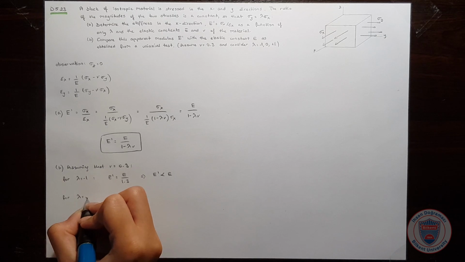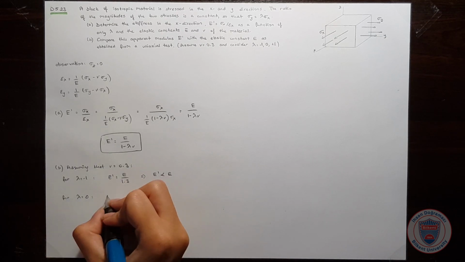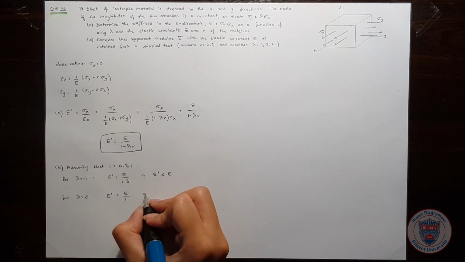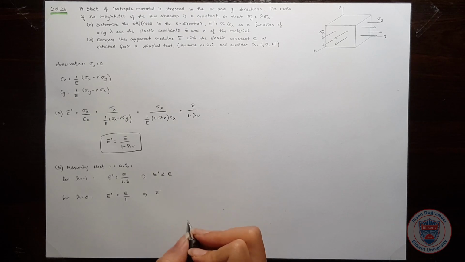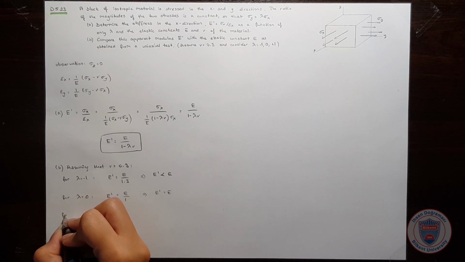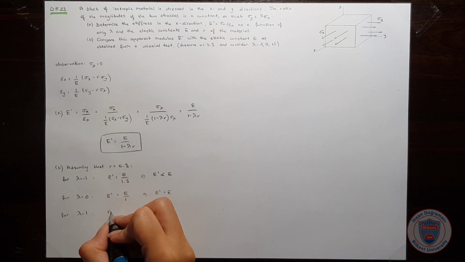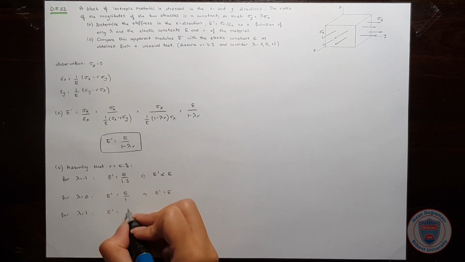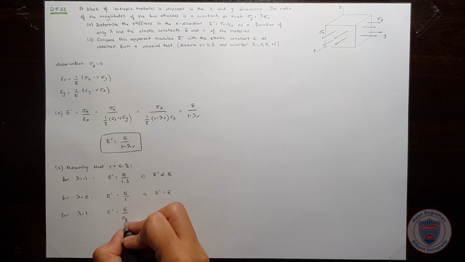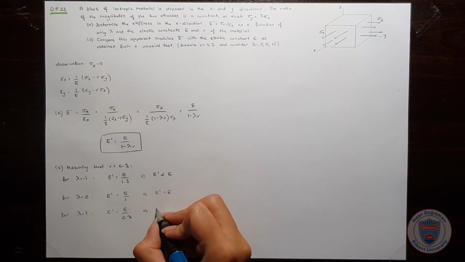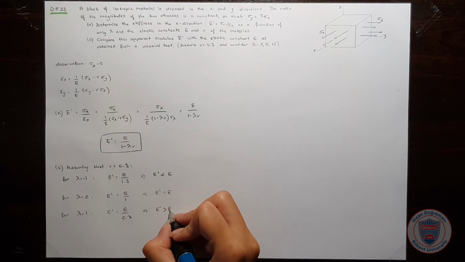For lambda is equal to 0, we have E prime is equal to E over 1. And in this case, E prime is equal to E. Finally, for lambda is equal to 1, we have E prime is equal to E over 0.7. And in this case, the stiffness in the x direction is larger than the elastic constant.